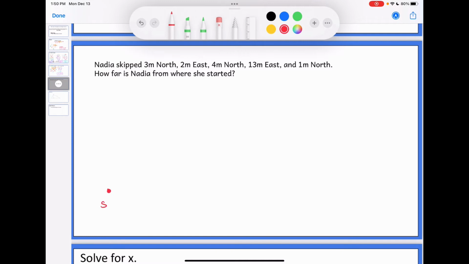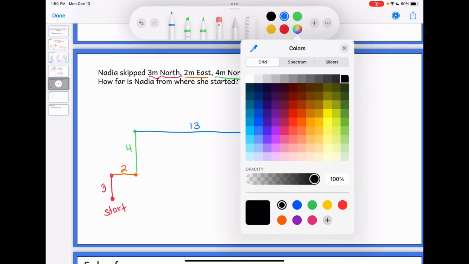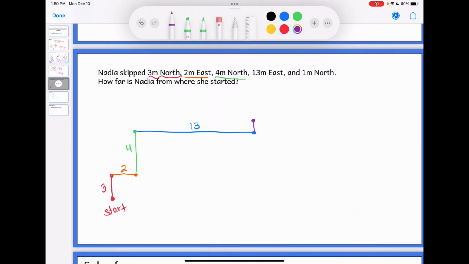So here we go. Here's her start. She's going to go 3 meters north. 3. Then she's going to go 2 meters east. This way is east, so there's 2. 4 meters north again. There's 4. 13 meters east. And then finally, 1 more meter north. And this is where she finished. So it says, how far is she from where she started? So what I'm trying to find is the distance in a straight line from start to finish. That's x.